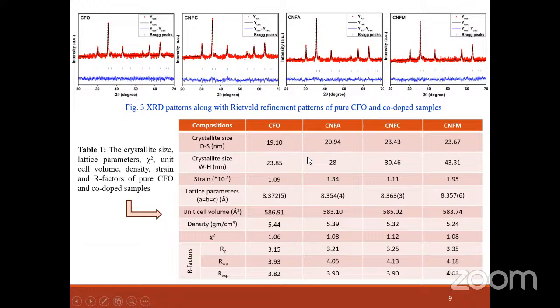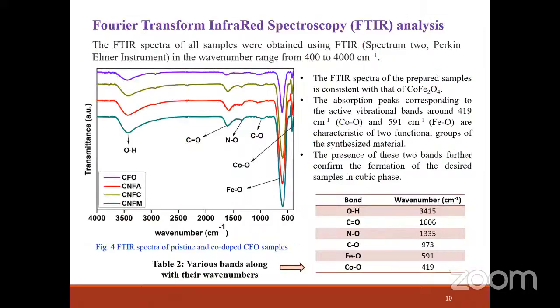In the Williamson-Hall approach, the crystallite size is somewhat increased, like 24 nanometers and up to 43 nanometers for different samples. That is because we include strain, and lattice parameters, unit cell and other parameters have been calculated, which can be used for the structural study of the samples.